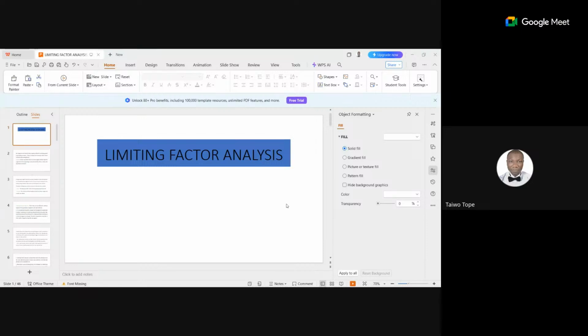All organizations, all companies are limited in their capacity, either for producing goods or providing services. So there is always one resource that is most restrictive. And that resource that is restrictive is termed as limiting factor.